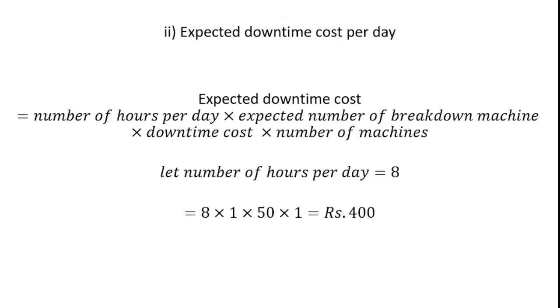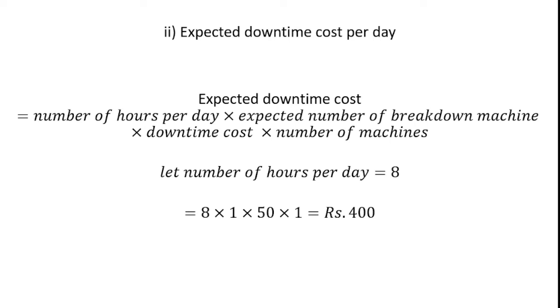After that, the expected downtime cost per day. What is the downtime cost? It can be identified through number of hours per day into expected number of breakdown machines into downtime cost into number of machines. Here we have all the data. Let's see the number of hours per day. We can assume every shift consumes 8 hours, so I select the number of hours per day as 8 hours.